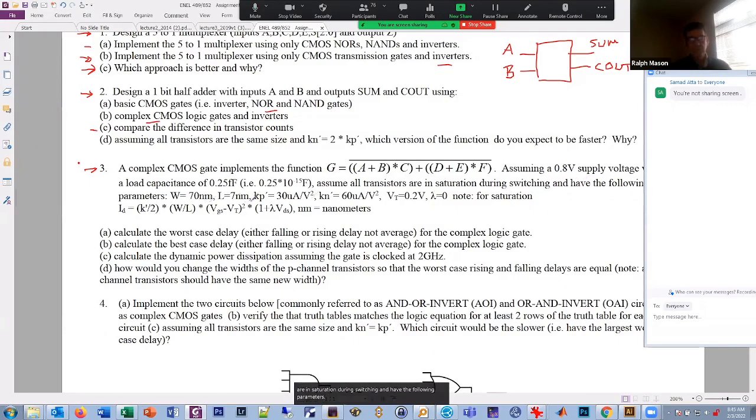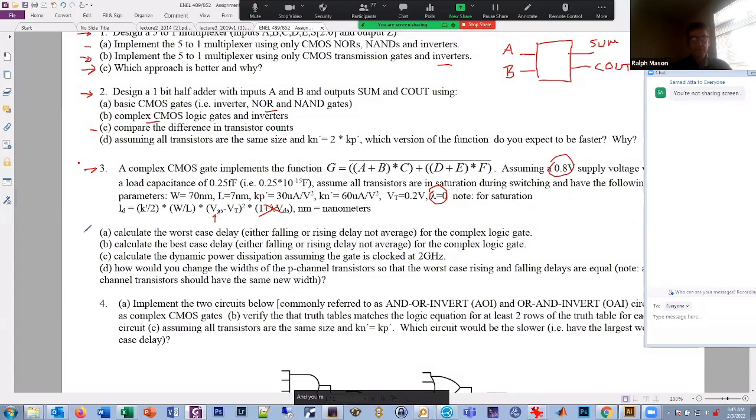So you're given the widths and the lengths and the process gain factors, Kp prime, Kn prime, the VTs, and lambda is 0, so you can ignore channel length modulation. And this is the equation for saturation. In this case, you can ignore this term because this is 0, right? So just realize the VGSs in these will be either 0 or VDD. 0 when it's turned off, and it's VDD, i.e. 0.8 volts when it's turned on.